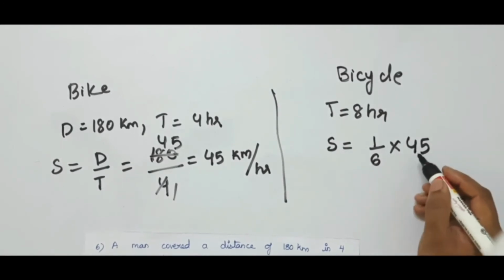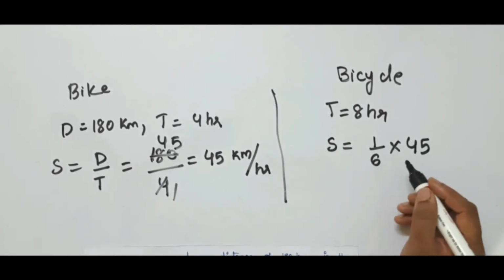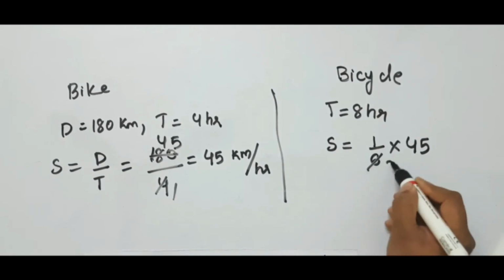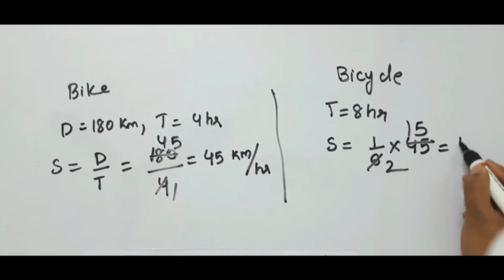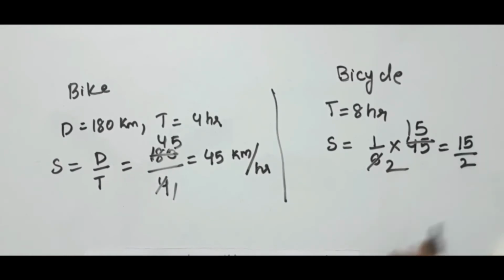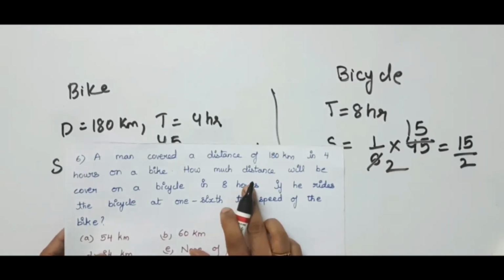So now let us cancel. 3 2s are 3 1s and it is 15. So 15 by 2 is the speed of the bicycle. What did he ask us to find? He asked to find the distance.